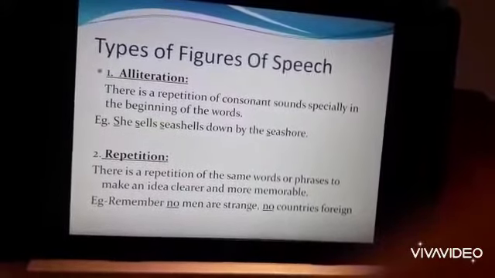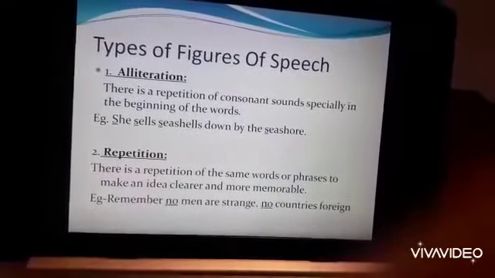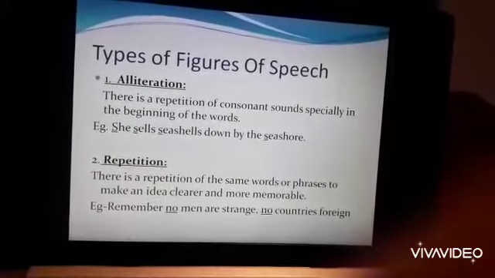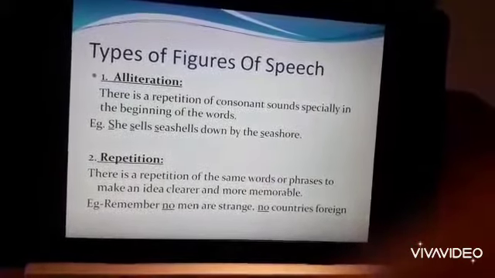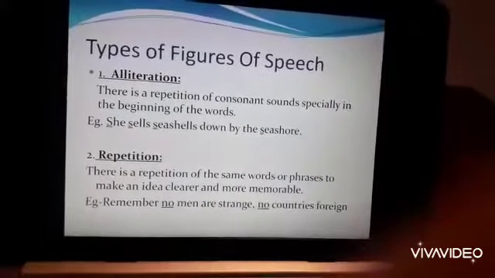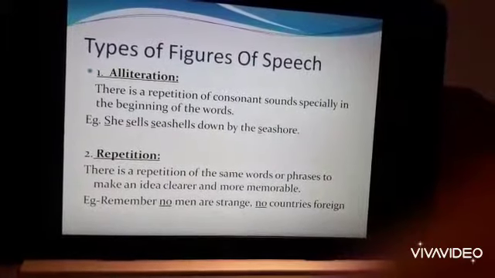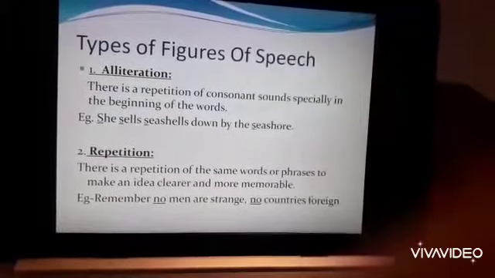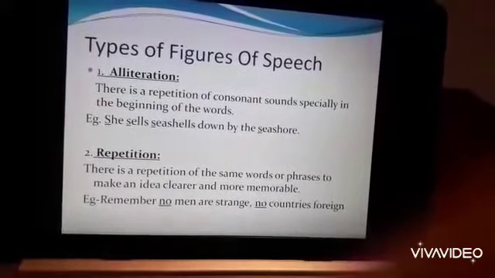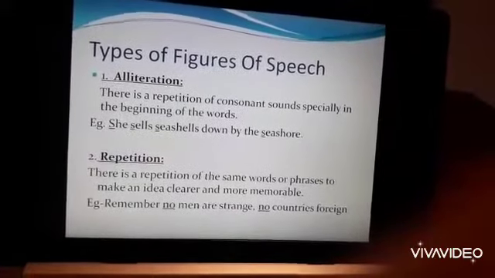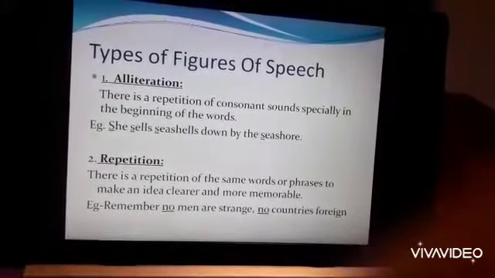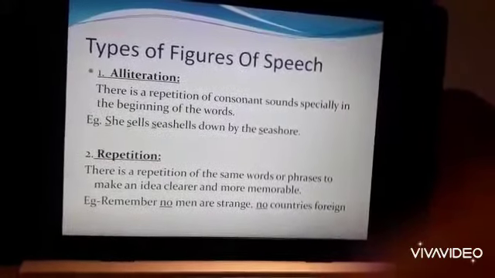Remember, no men are strange, no countries foreign. Again I am repeating the sentence: Remember, no men are strange, no countries foreign. So in the sentence there is one word which is repeated twice. That is no, N-O, which is already underlined, and that's why this word is a repetition, and so it is a type of repetition figures of speech.